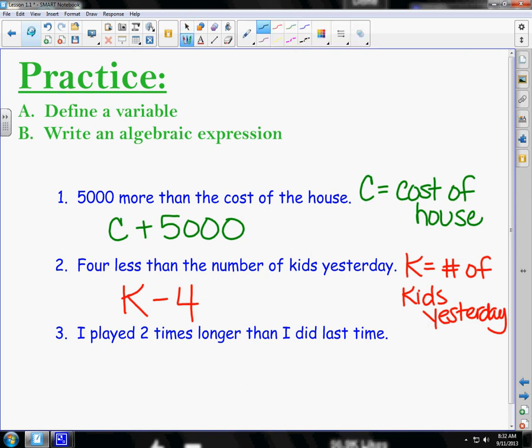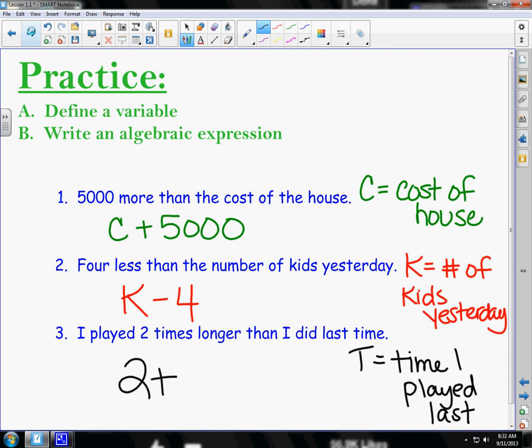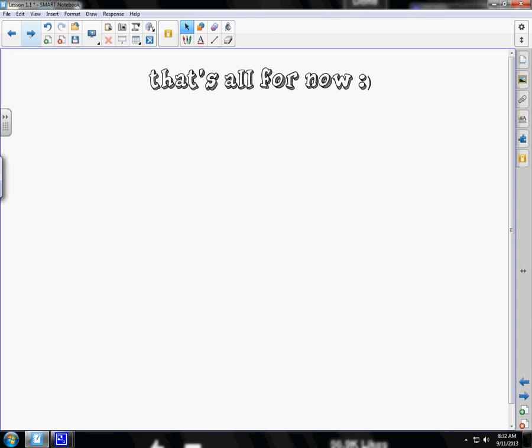I played 2 times longer than I did last time. T equals the time I played last. So then it would be 2 times longer, so it'd be 2 times T. All right, that's all for now.